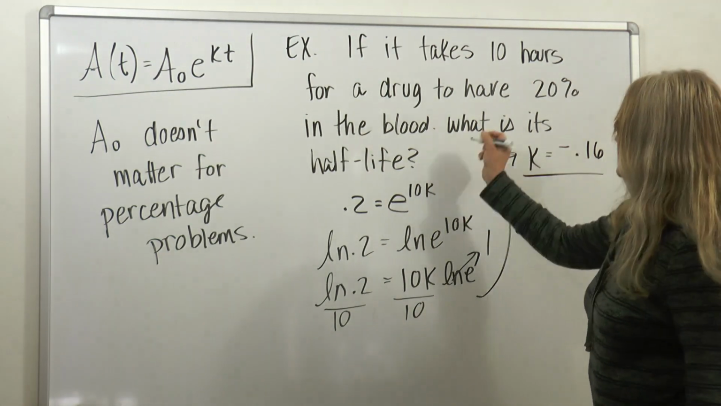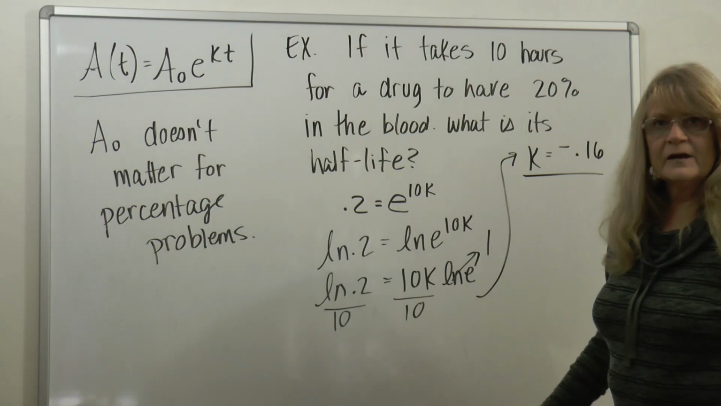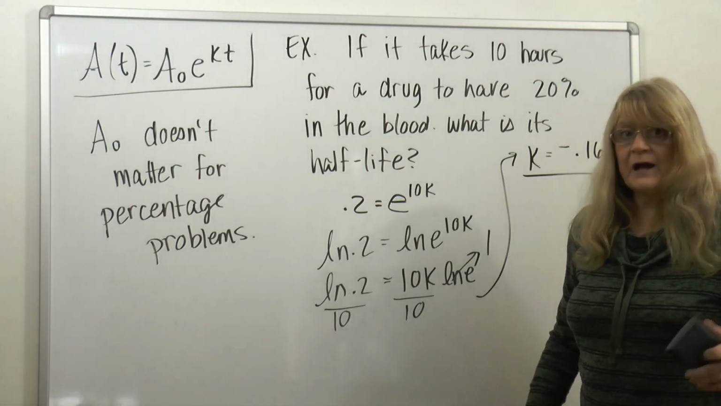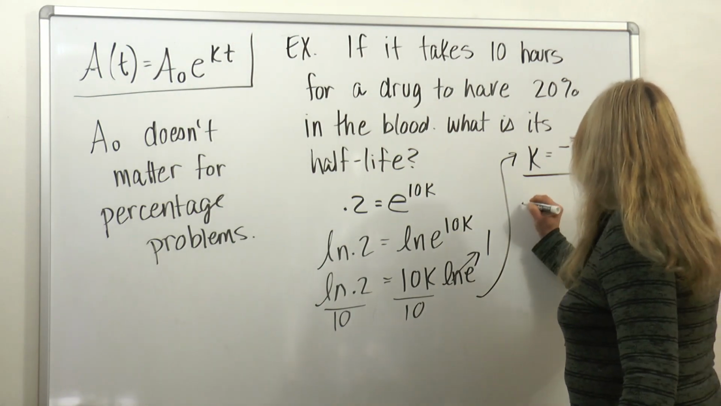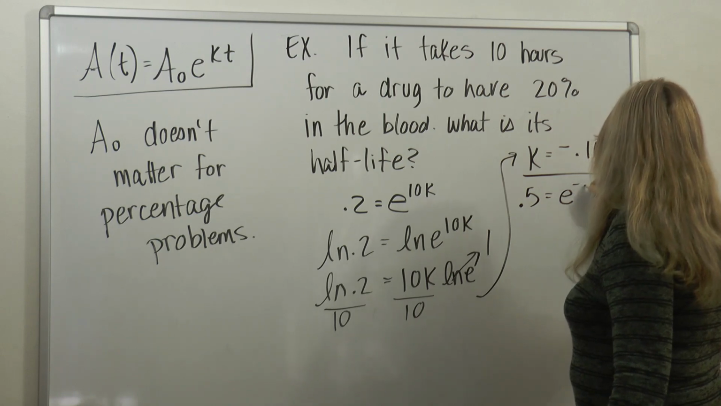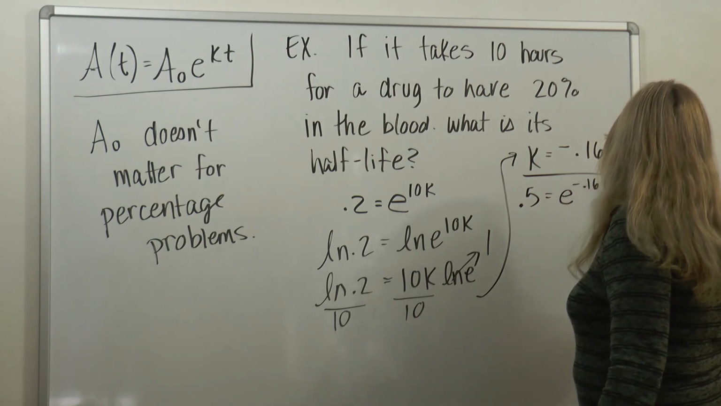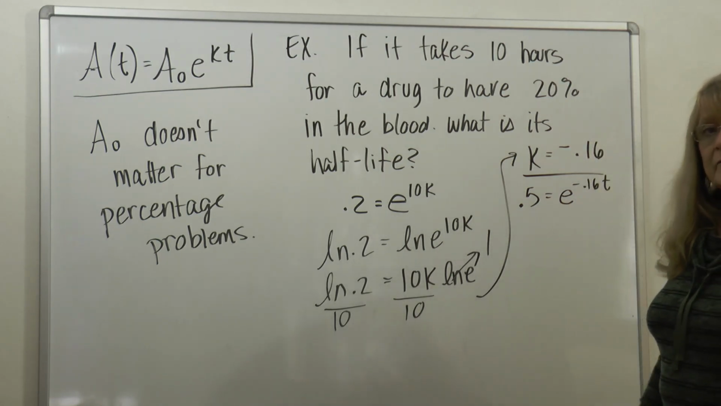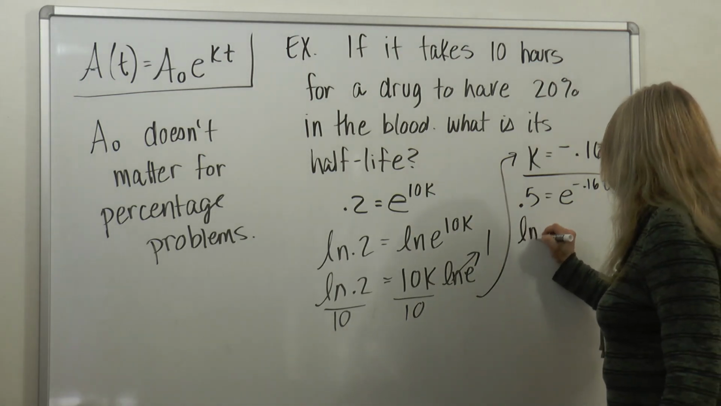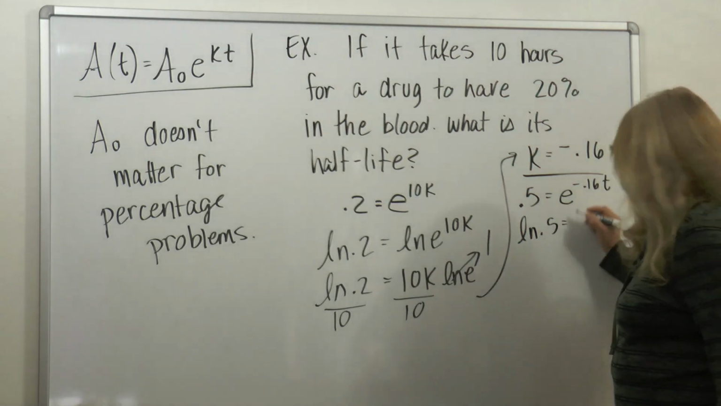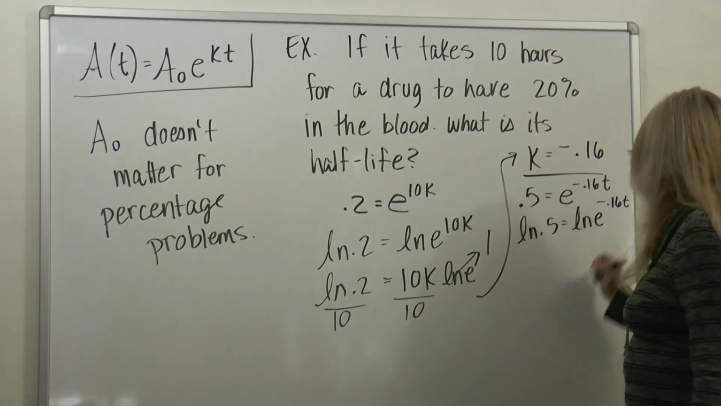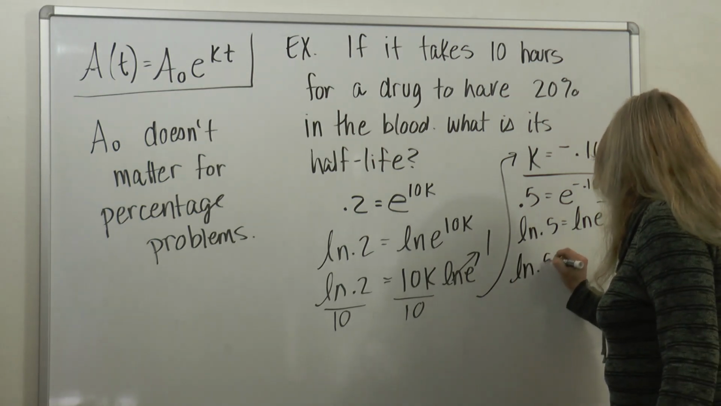All right, so now to answer the question, what is the half-life? In other words, how long until there's half as much in there? Remember, half-life is the time unit. So half as much is 0.5, equals e to the negative 0.16t. My rate is negative 0.16, and t is my unknown. Solving for half-life means I'm solving for time. Okay, natural log of both sides. Isn't this slick? Natural log of 0.5 equals natural log of e to the negative 0.16t.